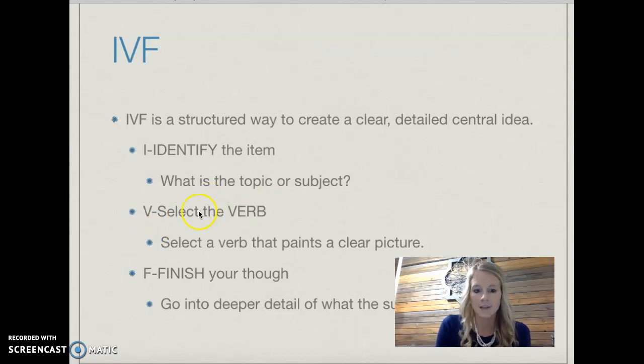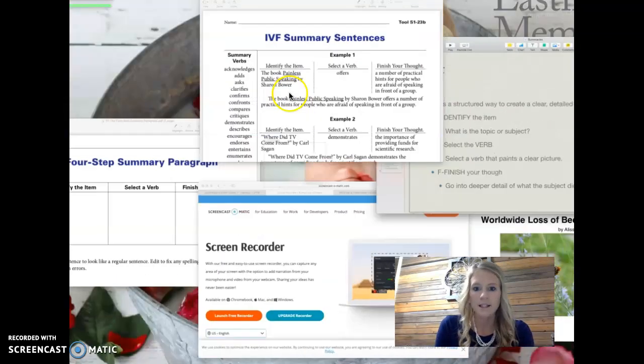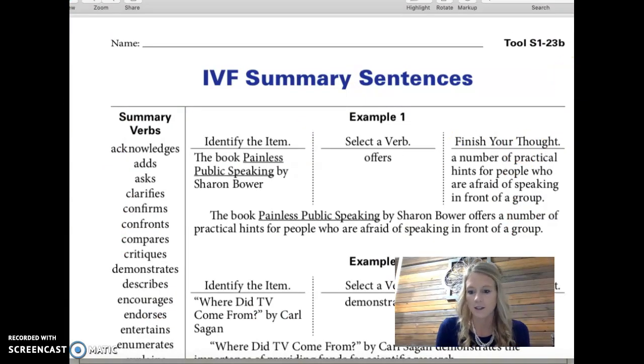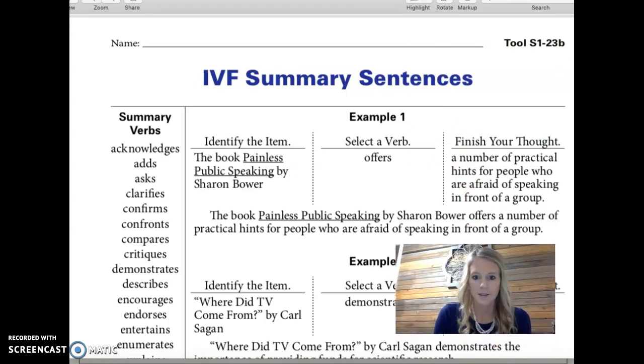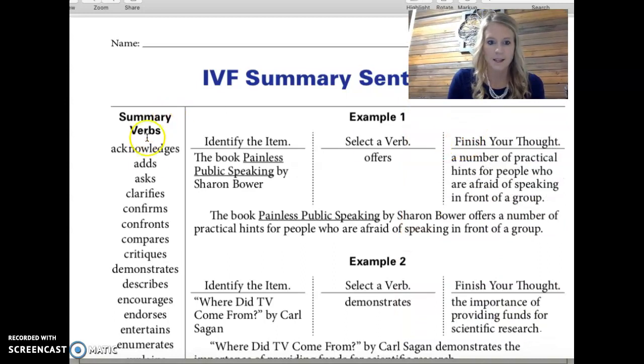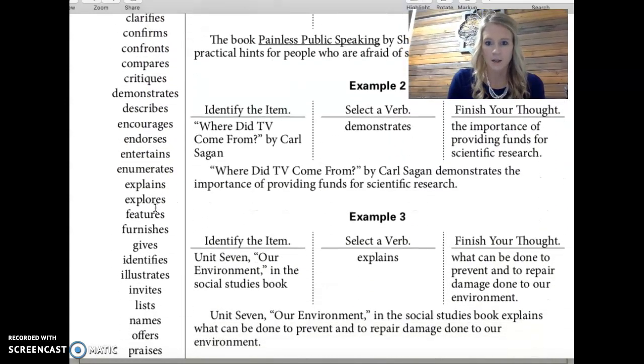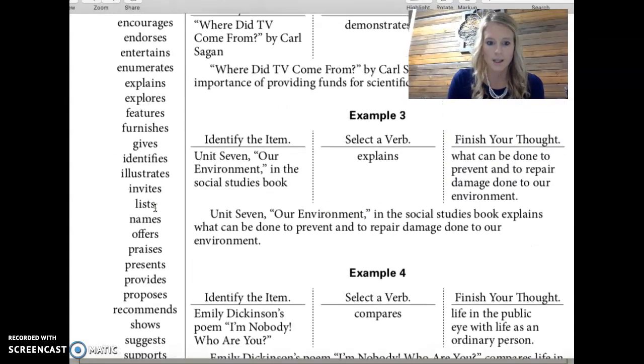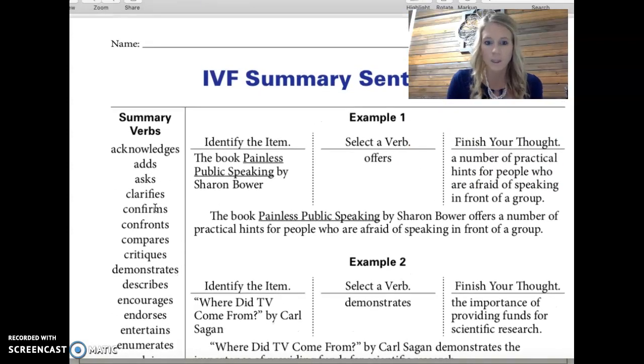The V in IVF stands for the verb. You need to select a verb that paints a clear picture. When it comes to selecting a verb, there is a worksheet on Canvas that looks much like this. It says IVF summary sentences, and down the side it has a whole list of verbs. You need to pick one that is exactly what's happening within the text.